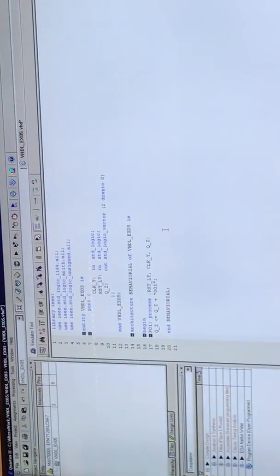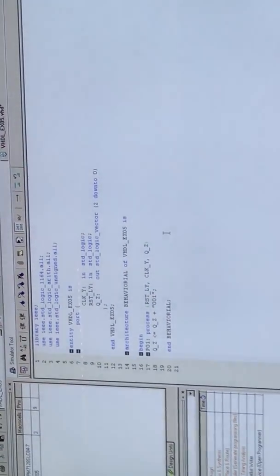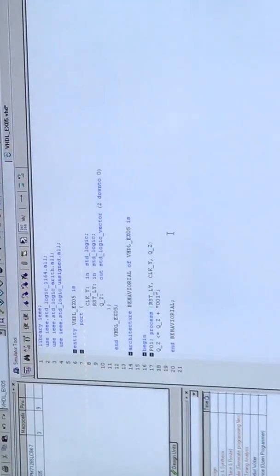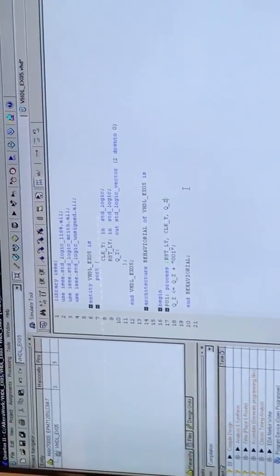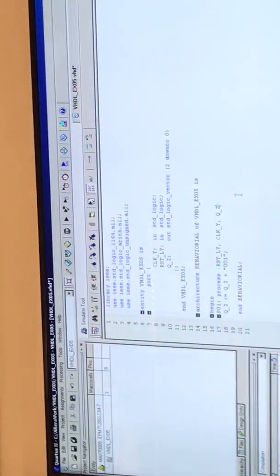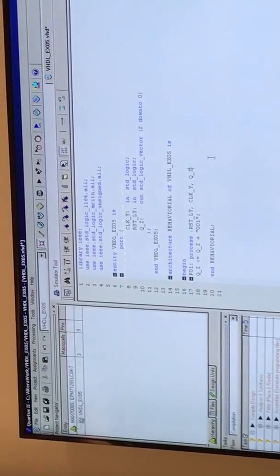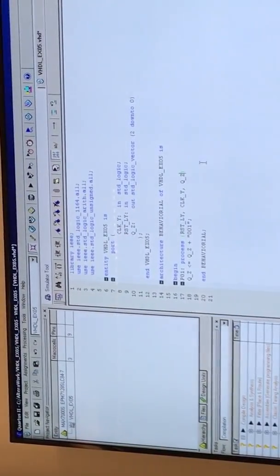Why is this wrong? The reason this is wrong is because Q is an output, it is write only. You cannot read it. If you cannot read it, how can it trigger your process? You cannot. It's a write-only output. You cannot read it back, so you cannot put this in here.